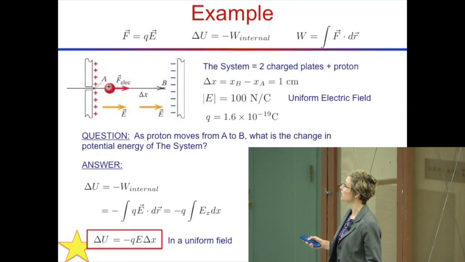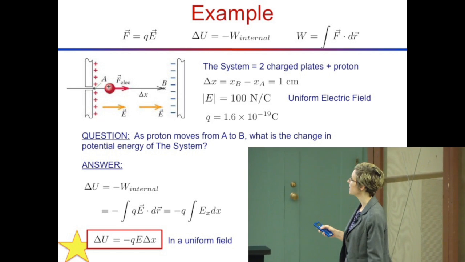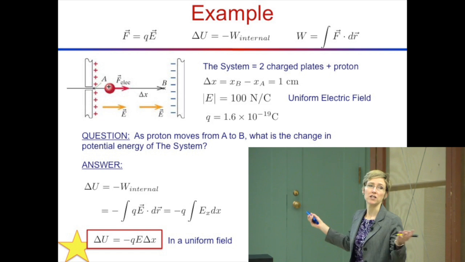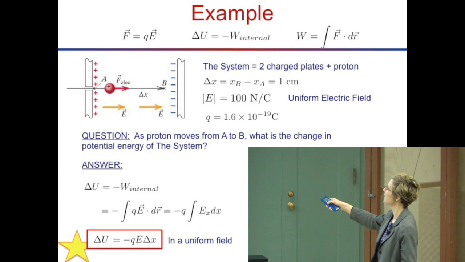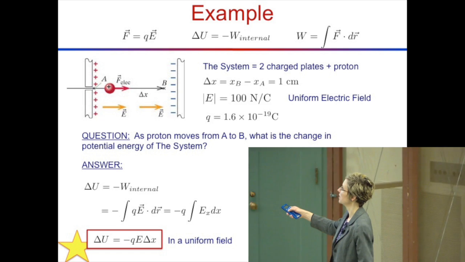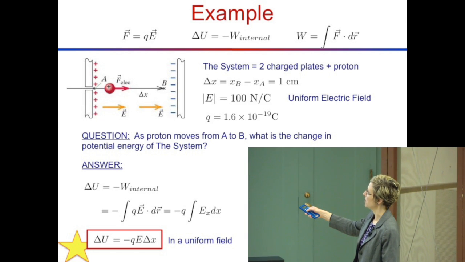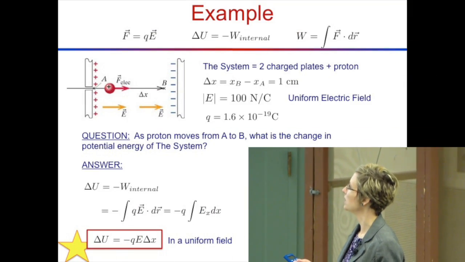The question we have is as follows. As the proton moves from point A to point B, and these are going to be along the direction of the field, as the proton moves from A to B, what's the change in potential energy of the system? Okay, up here I have everything I'm giving you in the problem, that the system is the charged plates plus the proton. It's going to experience a change in position of 1 centimeter in moving from A to B. When you see a delta of something, delta is change in, and delta is always final minus initial. Delta is final minus initial. So in this case, it's x_B minus x_A, and that's 1 centimeter.